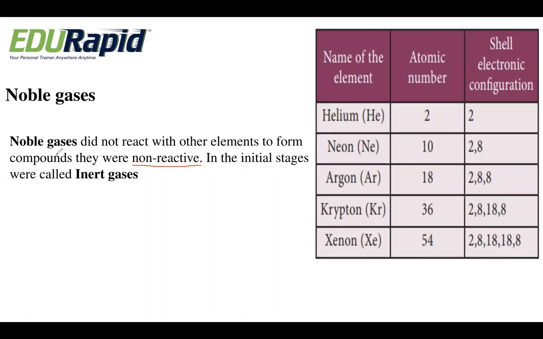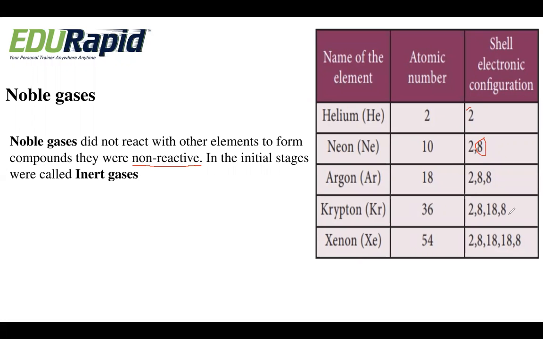Why? Because they are highly stabilized. They are highly stabilized since they have an octet electronic configuration. So let us see this with an example in the table. When you see the table, we have helium, neon, argon, krypton, xenon, and one more, radon. We have almost 6 noble gases in nature.